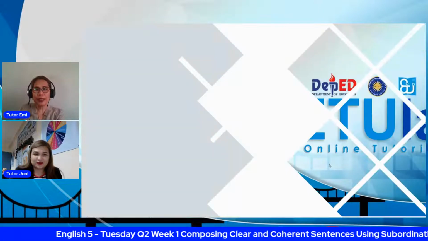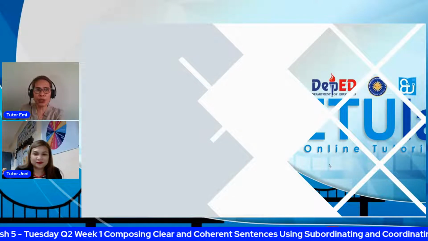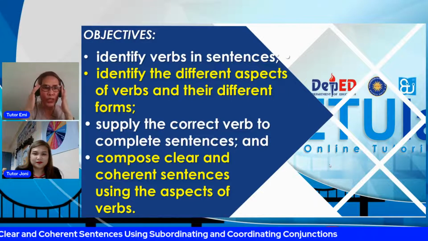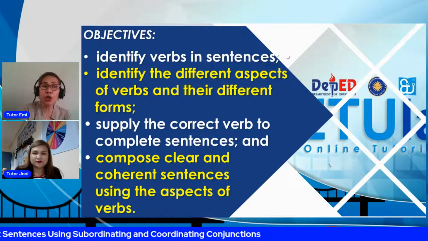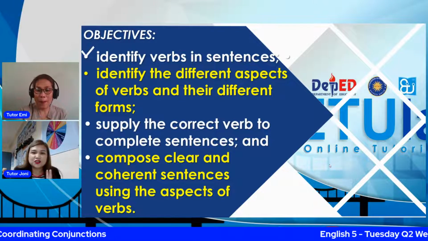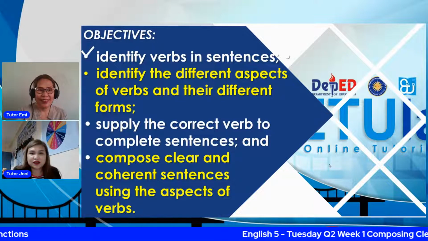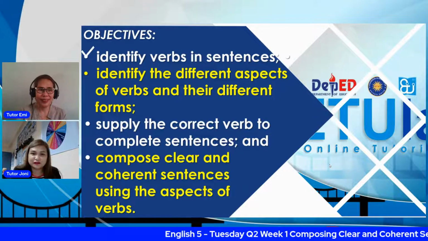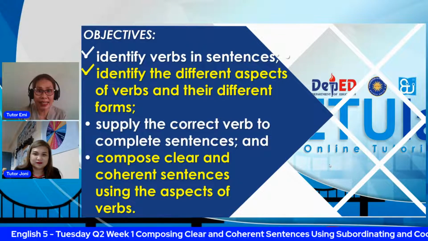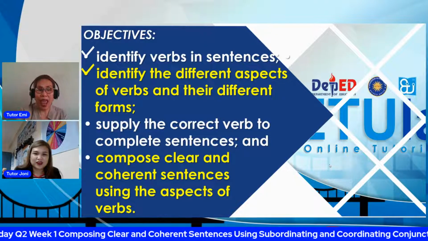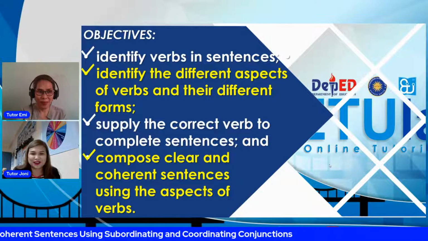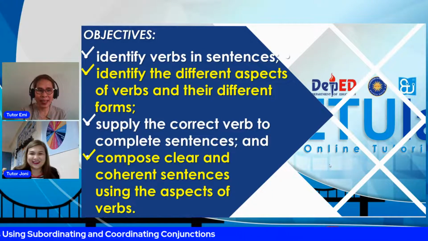All right, so let's have our objectives for today. Let me read the first one, Tutor Joni: identify verbs in sentences. Number two, identify the different aspects of verbs and their different forms. Number three, supply the correct verb to complete sentences. Four, compose clear and coherent sentences using the aspects of verbs. There you go.